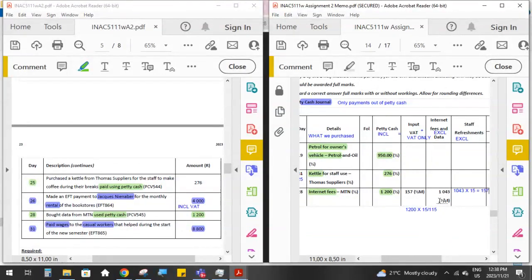We could also have worked out our 1043 here. If we only knew the 1,200, we could have said 1,200 divided by 1.15 would give us 1043, or you could say 1,200 times the amount that I want must go at the top. I want the excluding VAT amount, which is the 100, over the amount that I've got at the bottom, which is the including VAT amount, 115. So that will also give me 1043.